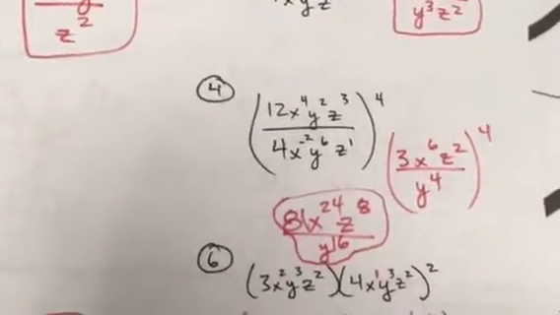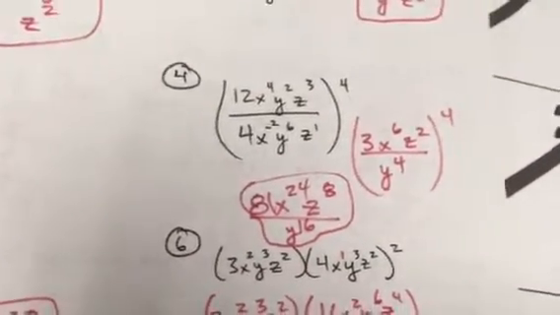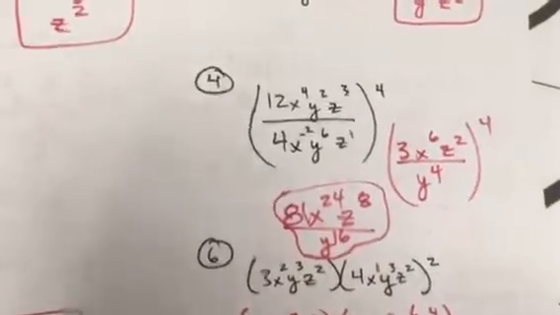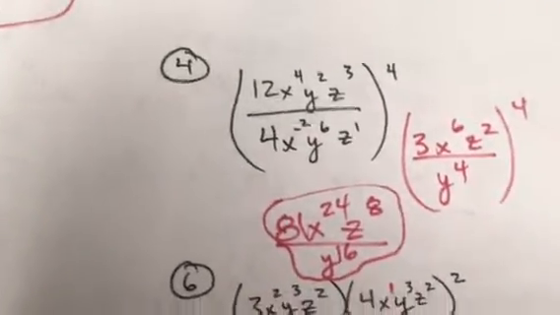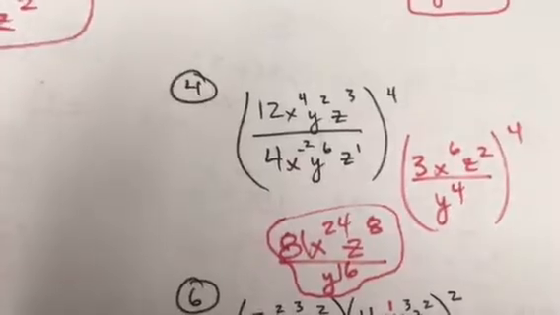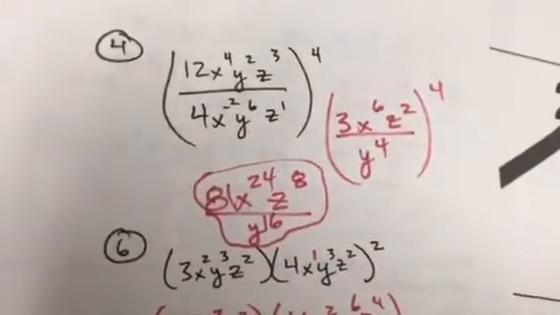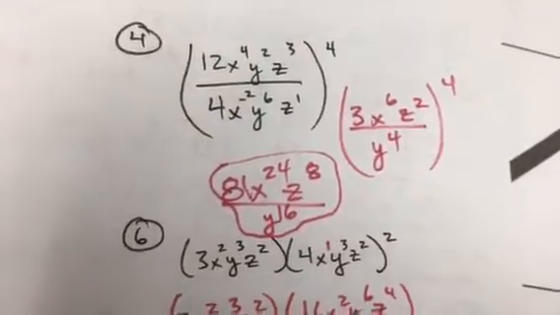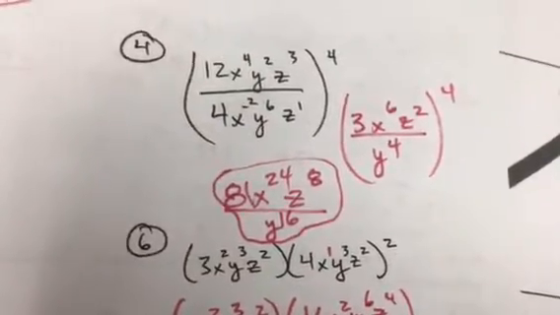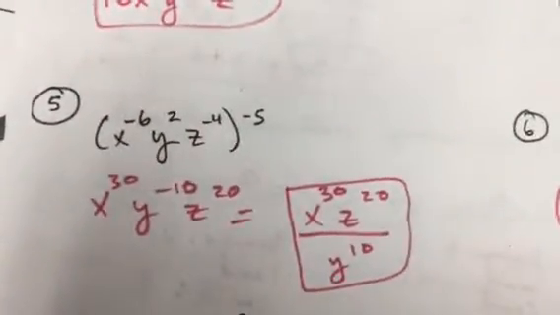Number 4 here, first I would divide. I would do 12 divided by 4 first to get 3. I would simplify that on the inside. The top has 6 more x's. The bottom has 4 more y's. The top has 2 more z's. Then raise everything to the fourth. It becomes just like number 3. 3 to the fourth is 81. X to the 24th. Z to the 8th. Y to the 16th.